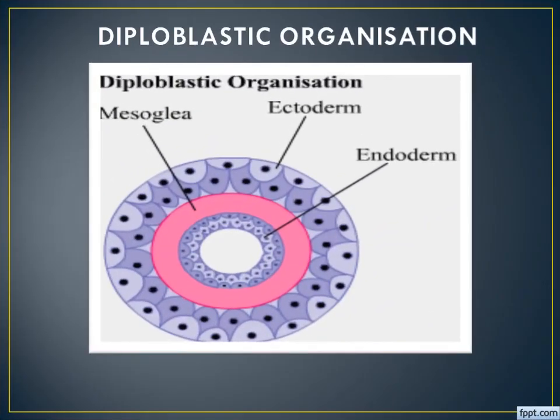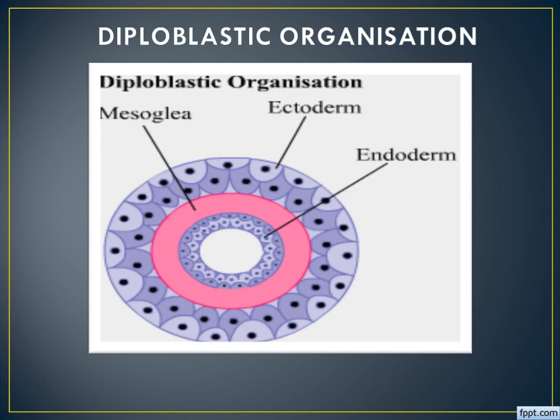So this is the figure for diploblastic organization. As I said, diploblastic means it consists of only 2 layers. What are the layers? Ectoderm as well as endoderm. Here, the outermost layer is marked as ectoderm, and in the same color the innermost layer is marked as endoderm. Between these two, the pink color is marked as mesoglea. Actually, it is not a layer.